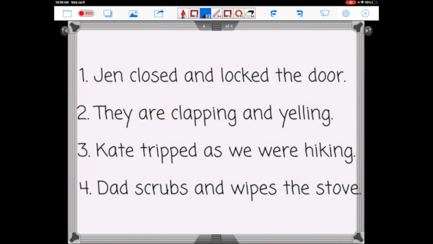I bet you found so many words with endings ED, ING, and S. Let's start with the ED words because I see two of them in sentence number one. Jen closed and locked the door. Put a check mark if you wrote down the word closed with the ED and the word locked. Awesome. On close, there was an E that we chopped off to add the ED. And on locked, no change because the CK is there.